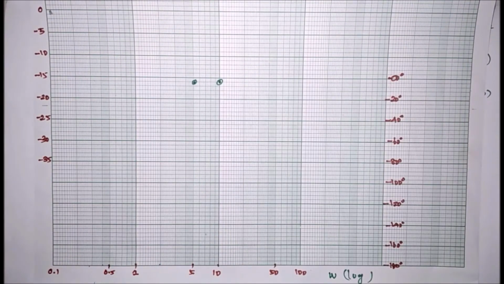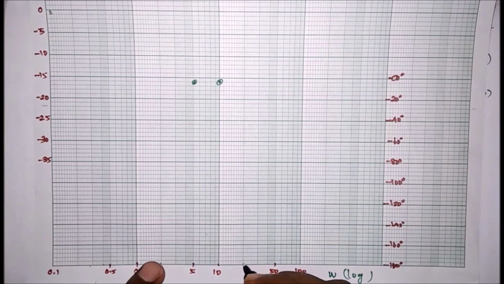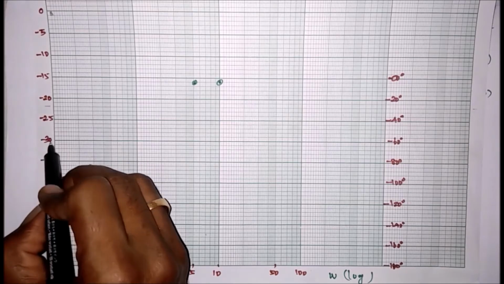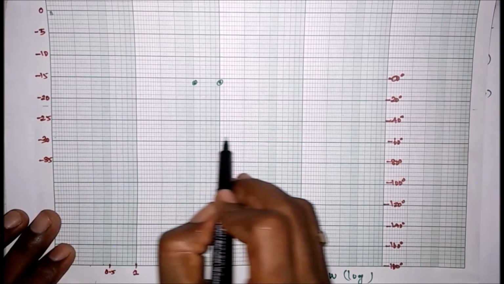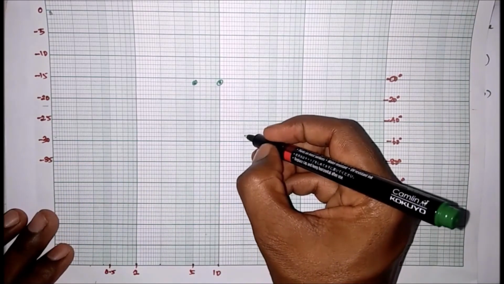Then next we have taken 20. So this is the 20, and its corresponding value is minus 28.5. So this is 20, this is 25, so 28.5 means it will come here.